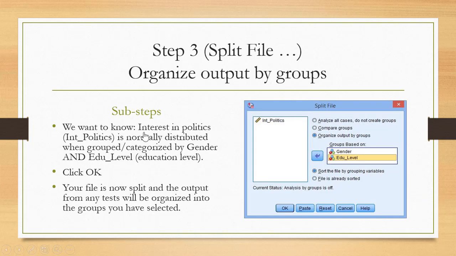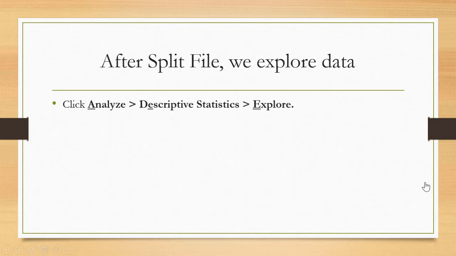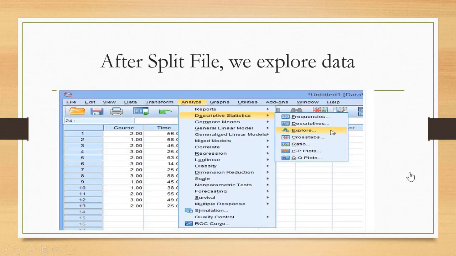If we want to know whether interest in politics is normally distributed when categorized by gender and educational level, as I told you, we have two independent groups. The file now is split, and the output from any test will be organized into the groups you have selected once we click OK. After split file, we go to explore data. By the way, I already showed you the command: you go to Analyze, Descriptive Statistics, Explore.